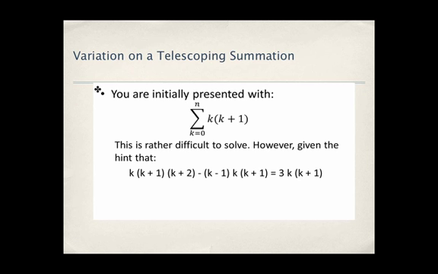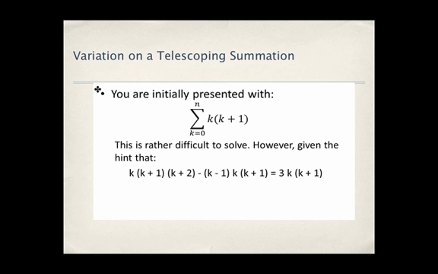Now we look at a variation on the telescoping summation. This example is far from intuitive, but if we are provided a hint, it will make the example much easier to follow, and will explain why it is so useful. You are initially presented with the following summation: the sum from k equals 0 to n of k times the value k plus 1. This is rather difficult to solve.